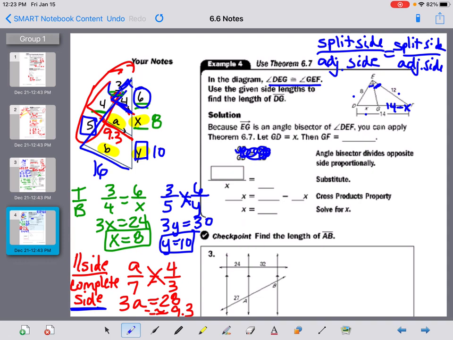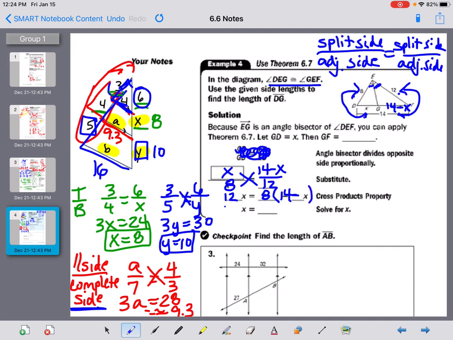And by the way, I don't even like where the x is. So this x is one of my split sides, okay? And its adjacent side is 8. This split side is 14 minus x, and its adjacent side is 12. There's my setup. I'm ready to go. So extremes, 12 times x, means 8 times 14 minus x, okay?